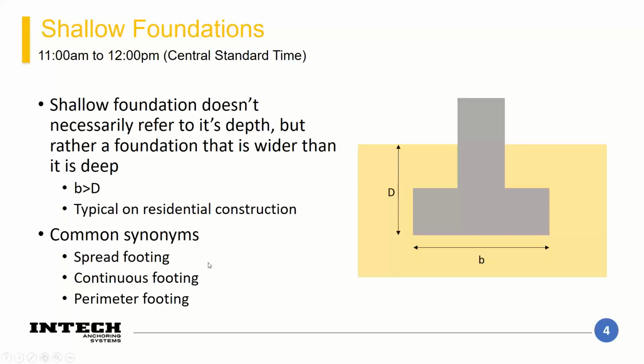So some common synonyms that you'll see for shallow foundations is spread footing, continuous footing, perimeter footing. There may be some more I'm missing there as well. But typically these types of foundations, they will run along the perimeter of the footing and be a continuous pour for basically the entire structure.